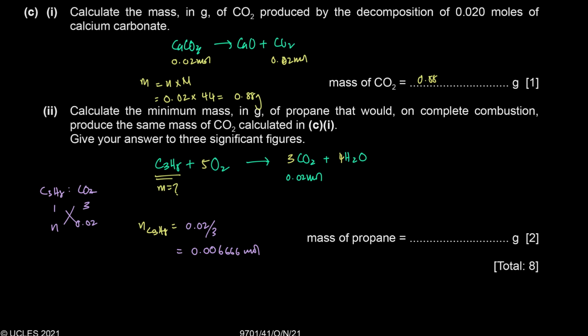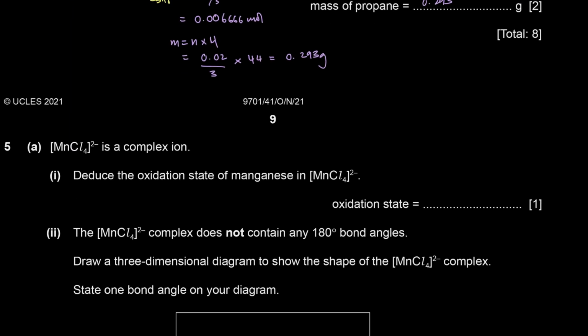So then what's the mass of propane? The mass is simply the number of moles times the molar mass. So that is 0.02 divided by 3 times the molar mass, which is 44, right? C3H8. That's 36 plus 8, so that's 44. So the mass of propane over here would be 0.293 grams. Next question.